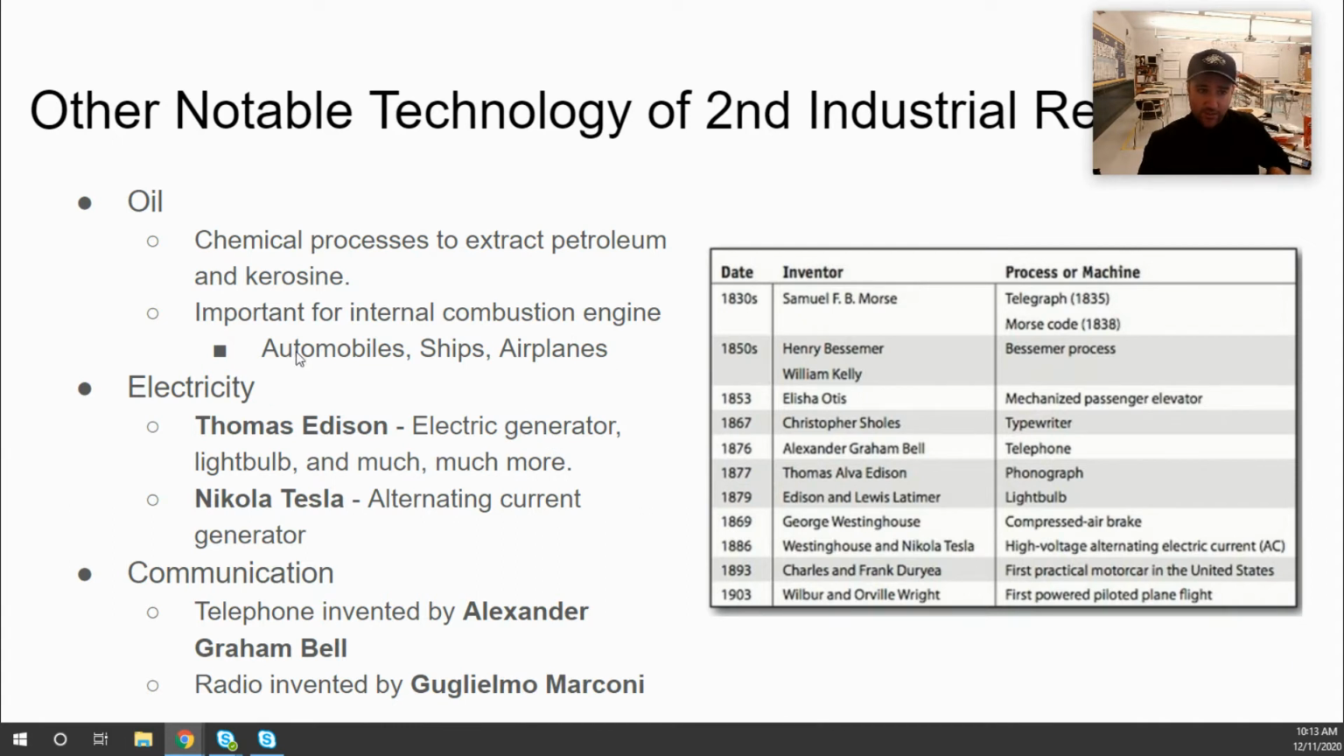Electricity is also something that's going to be more part of the second industrial revolution, and men like Thomas Edison and Nikola Tesla, and there's much more, Westinghouse, are going to be big in helping create electricity as a means of powering cities, factories, and so forth.